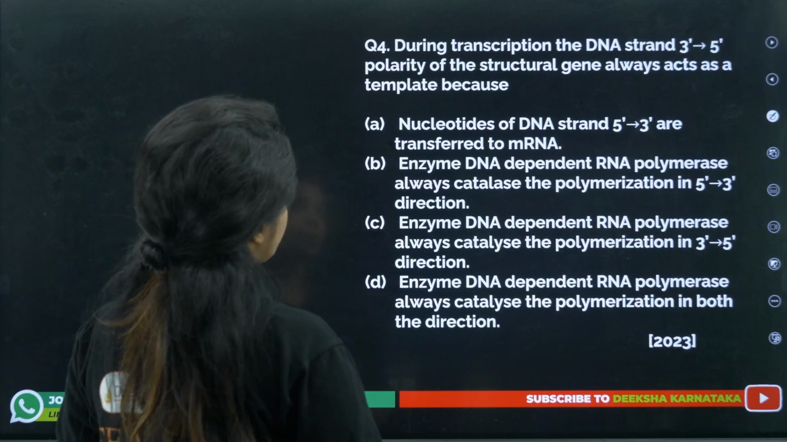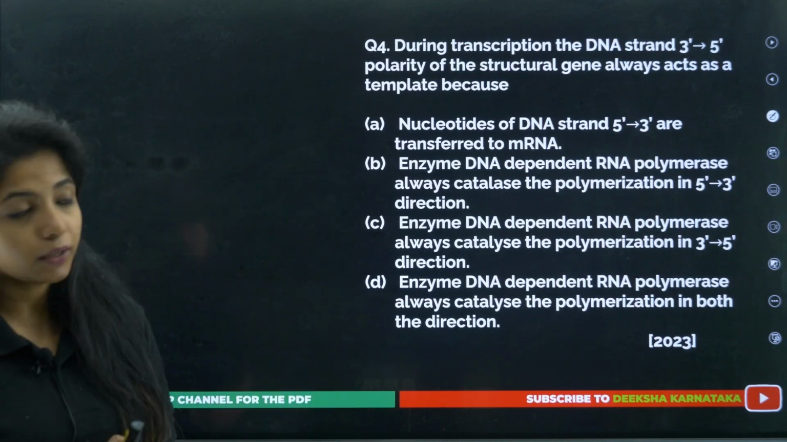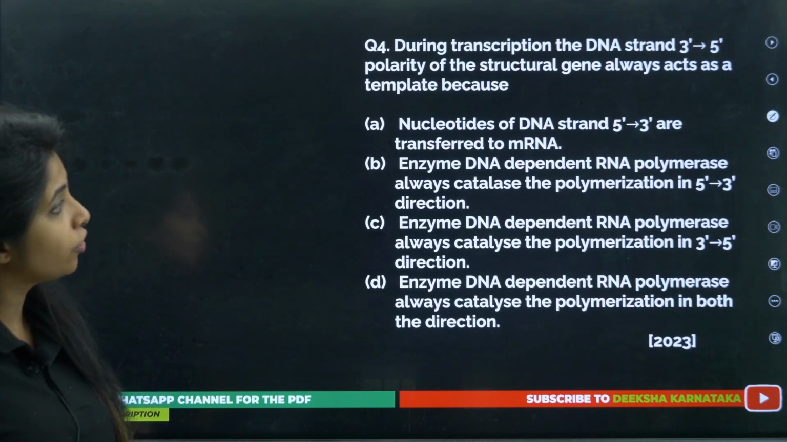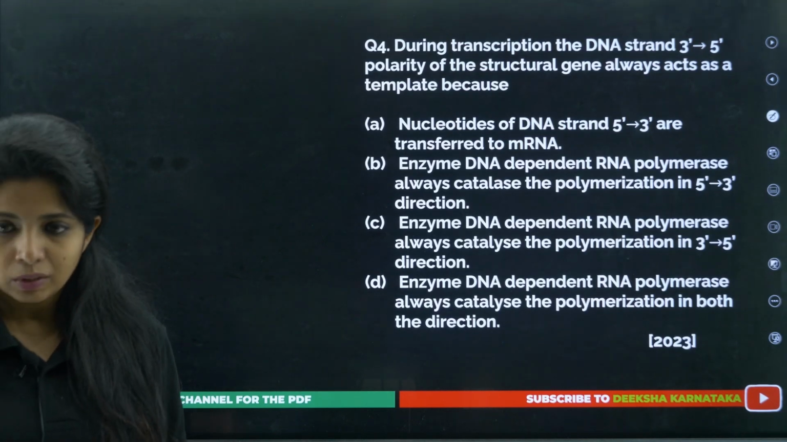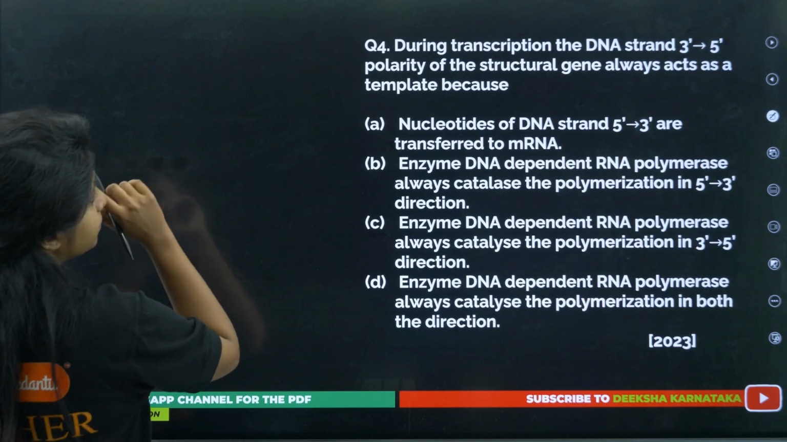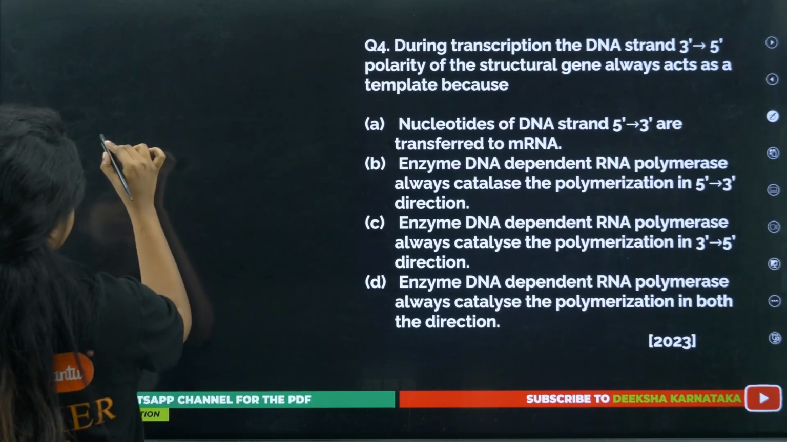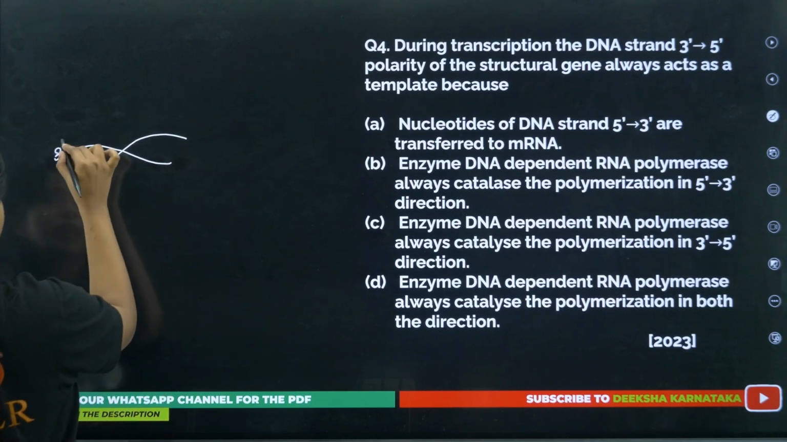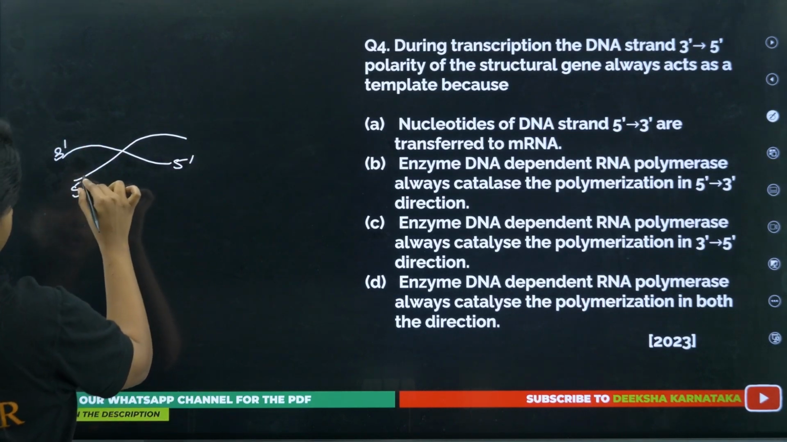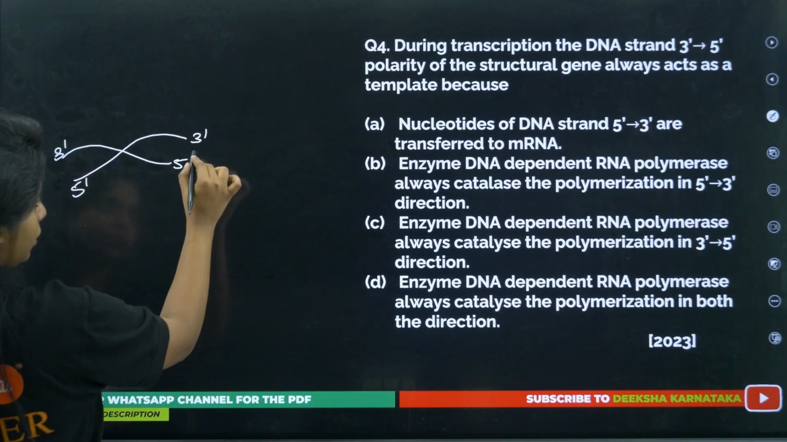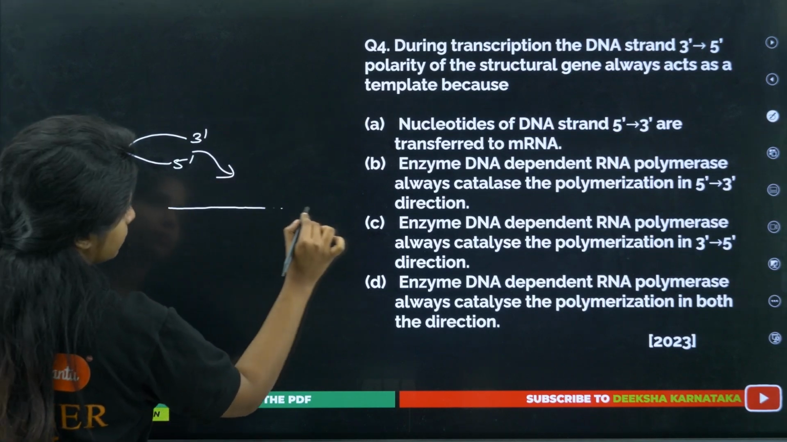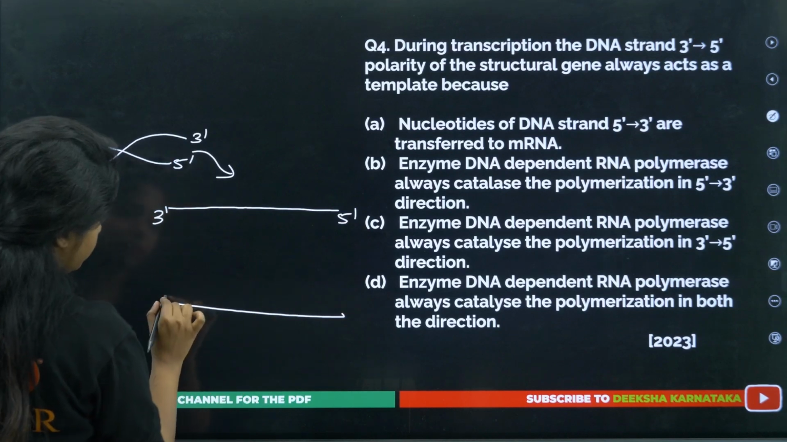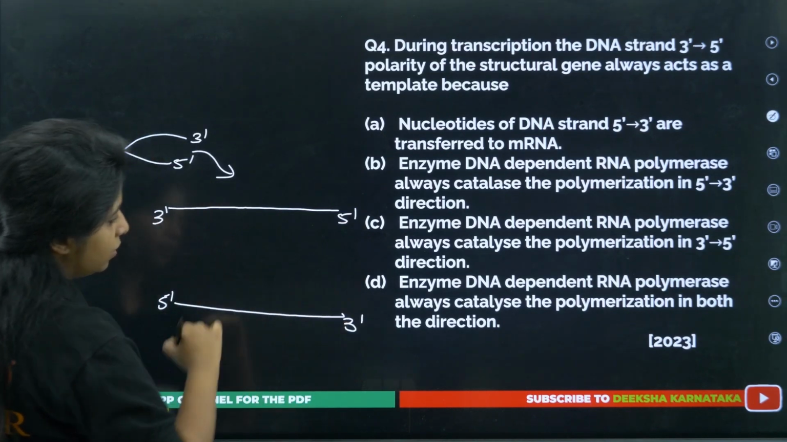Fine. Now, fourth question. During transcription, the DNA strand with 3' to 5' polarity of the structural gene always acts as a template because... What do you mean by that? Basically, if I say this is the DNA, this is the 3' end, this is the 5' end, and this is the 5' end, this is the 3' end. Now I try to open it, it looks like this. This is 3', 5', and this is 5', this is 3'.